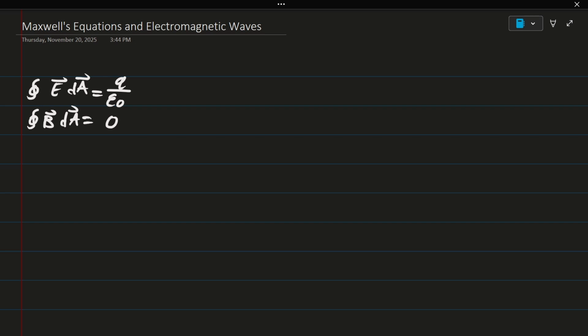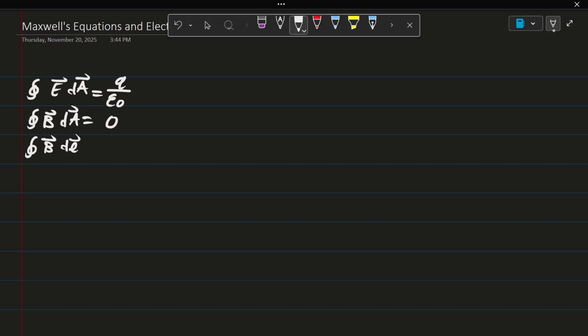Another one is the sum of the paths, so the sum of the electric field dot dl within an entire path will be the same thing as the negative change of the flux. And lastly, we got the path integral of the magnetic field to be mu 0 I, in which I is the current.